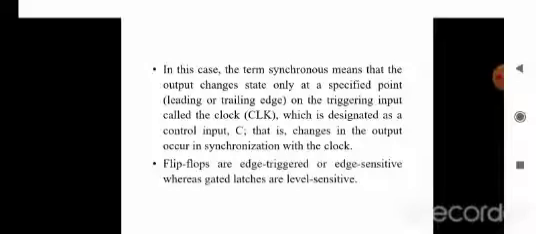So that means when you give a clock, then only the output will be obtained. If you don't give a clock pulse, then you will not get the output.